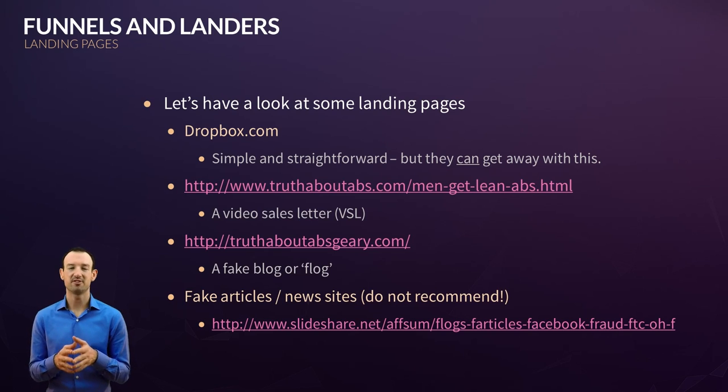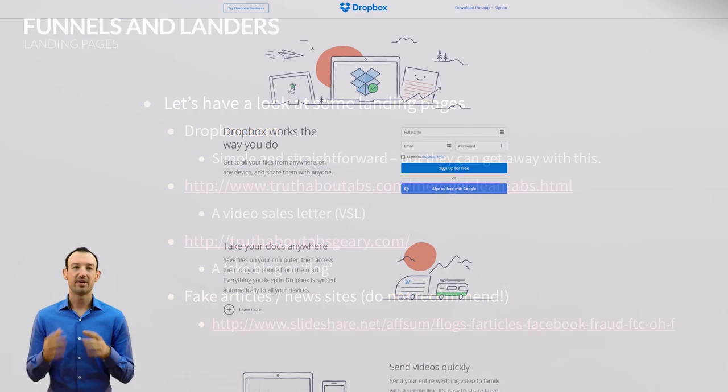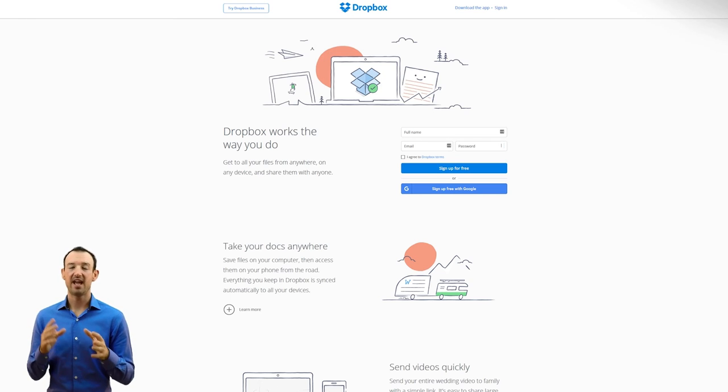First one is Dropbox.com, so we'll pop that up and show you. As you can see, their lander is pretty straightforward, and it's extremely simple. There's very little ad copy. Now the thing is, Dropbox can get away with this. Why? Because they're a market leader.